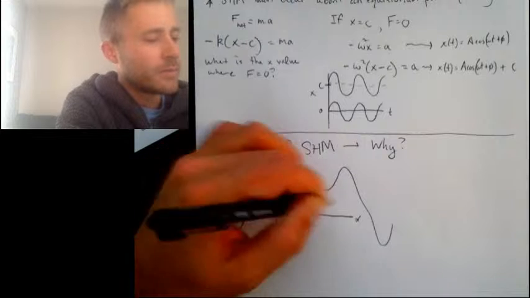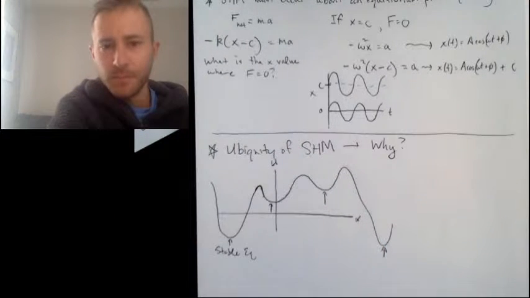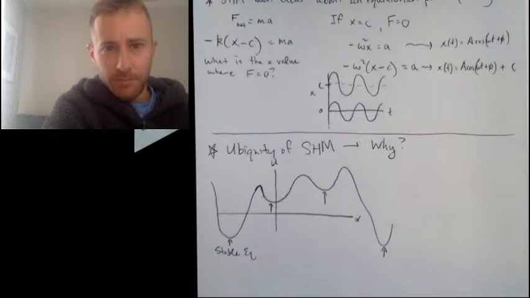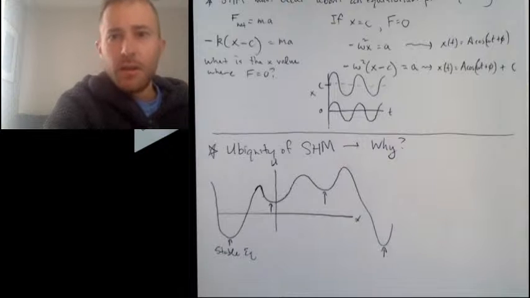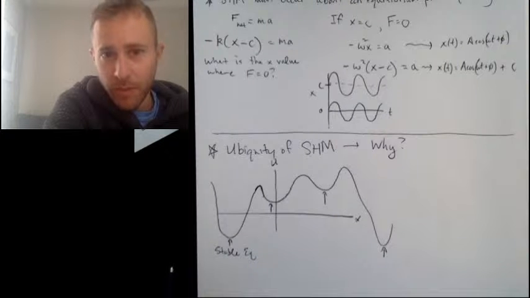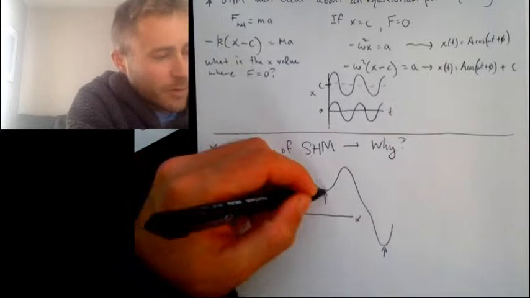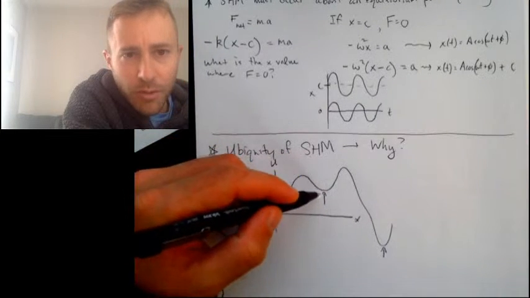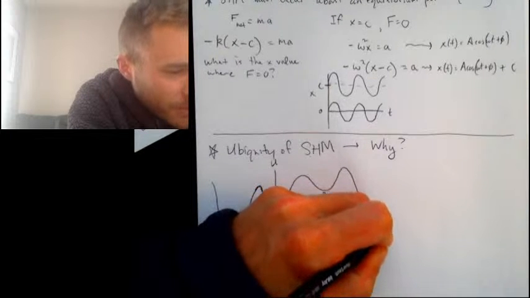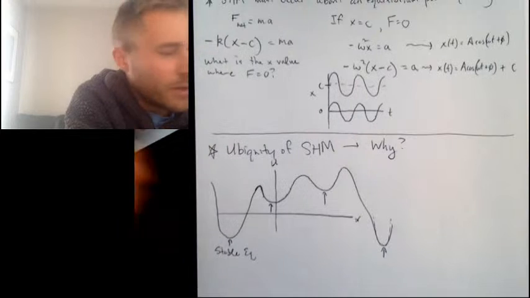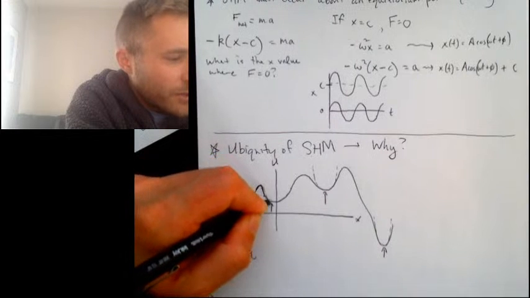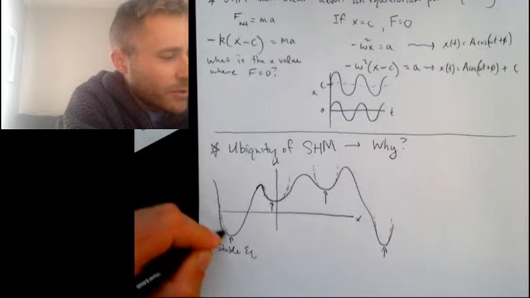Here, here, here, and here. Okay? And what I want to do is I want you to notice that near each equilibrium, the potential kind of looks like a parabola. All right? If we look at this minimum, it kind of looks like a parabola. Doesn't that look like a parabola? This kind of looks like a parabola. This kind of looks like a parabola.